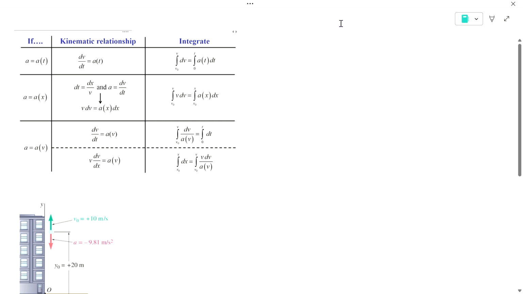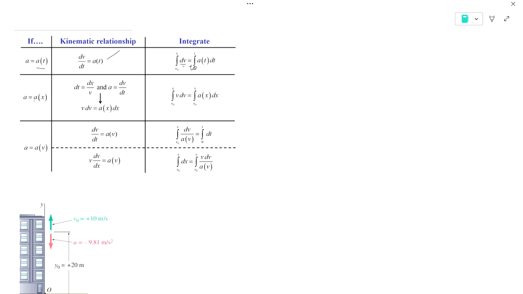Let us remember that if we're given the acceleration as a function of time, we can find the velocity by integrating the acceleration. So if we're given the acceleration as a function of time, that function can be integrated from a time a to a time b, and that integration will give us a function that will give the velocity. If we derive the velocity, we'll get the acceleration.